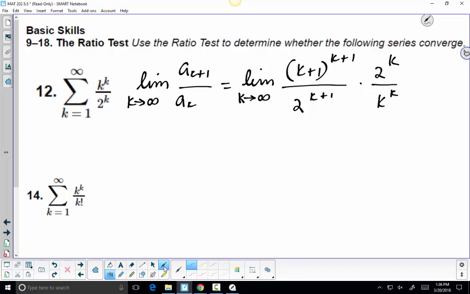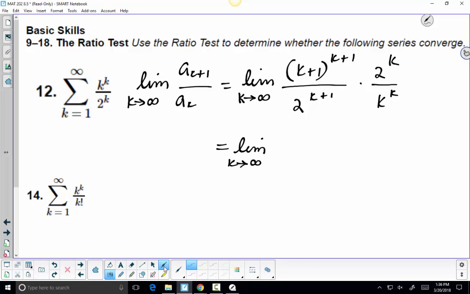So we're going to see how that's a sub k plus 1 over a sub k. A sub k plus 1, we did nothing more than replace all the k's with a k plus 1. And when we divide by a sub k, we're dividing by a fraction, so we have to multiply by its reciprocal. So we didn't change a sub k, we just took its reciprocal. So now let's cancel some factors. Let's see what we can do here. So this is the limit as k goes to infinity.